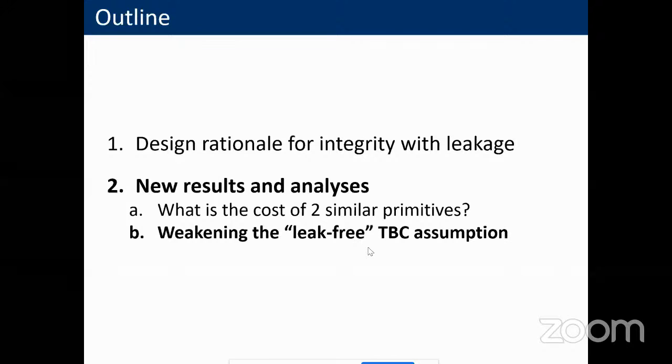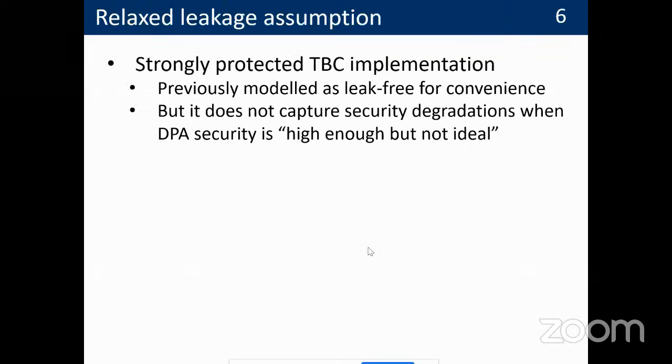And the other thing that we did in the paper is to look a little bit more at what we need for the tweakable block cipher. So very summarized, what I said so far is in order to have side channel security, we need a strongly protected tweakable block cipher implementation. And previously, in all the works we did, it was modeled as leak-free, which is convenient, but of course, it does not capture security degradations that could happen in the typical case where DPA security is high enough, let's say, but not ideal, so it's not leak-free.